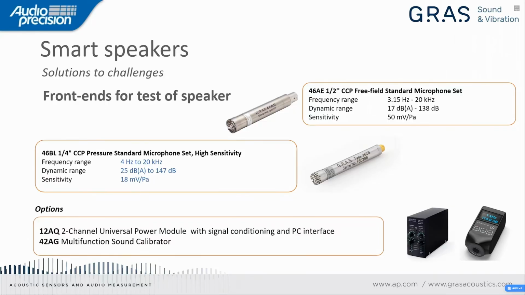And for microphones, you need a power module, and you can use a 12AQ from Grass. When you are working with microphones, you also need a calibrator. So in many cases, you also need a calibrator like the Grass 42AG.